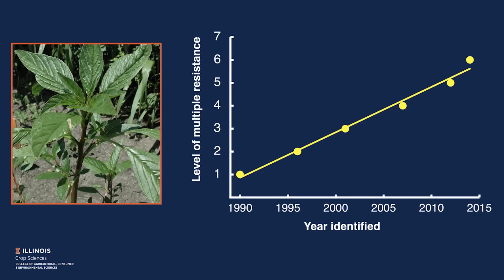And I'm not going to go through every point, but you can see as we went over time, a population was identified with three-way resistance, and then four-way resistance, five-way, and then most recently a population was identified in Missouri where there's 6 different herbicide groups that one population has resistance to. And so if you have such a population in your field, you can imagine it becomes very difficult to manage that population with the use of herbicides since it already has so many different herbicide resistances within it.